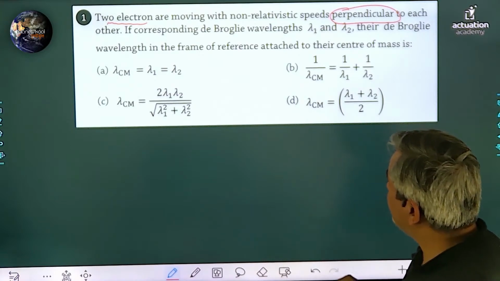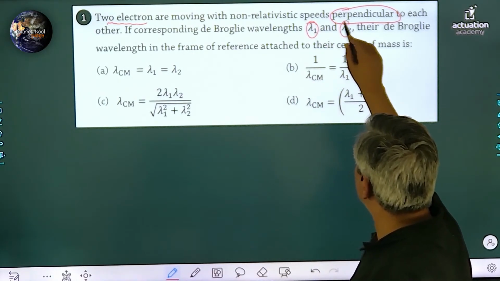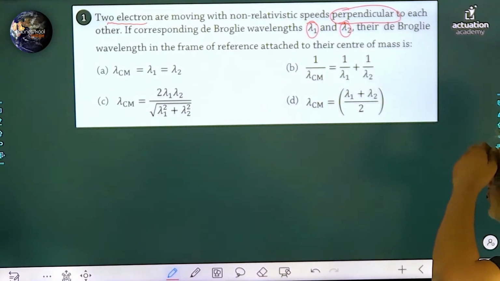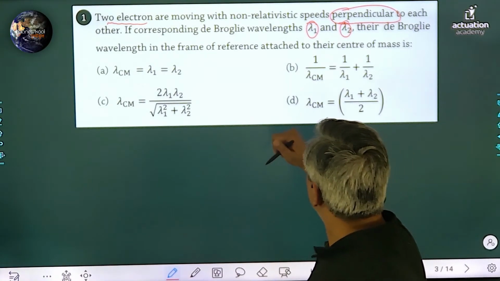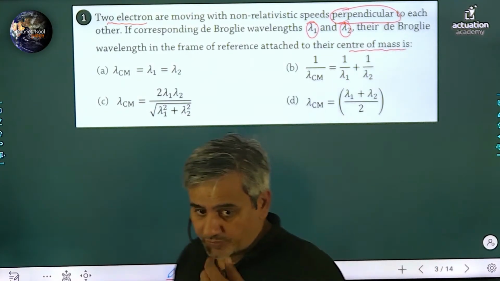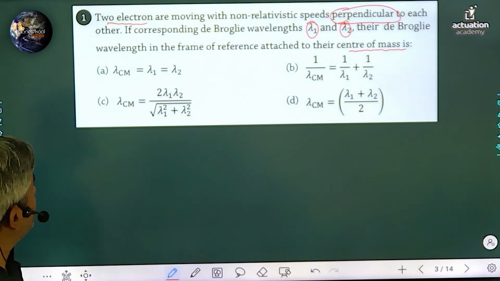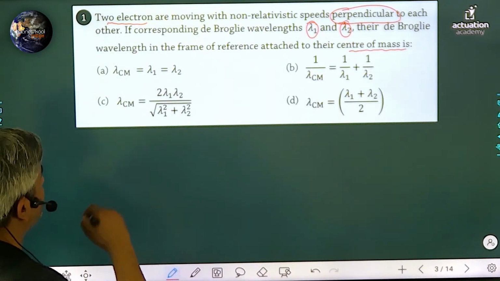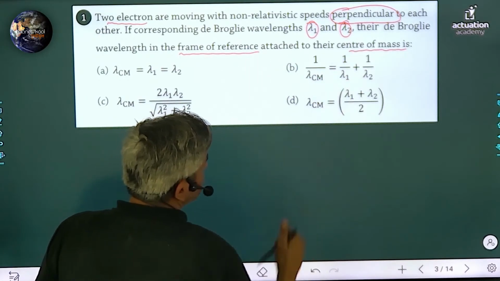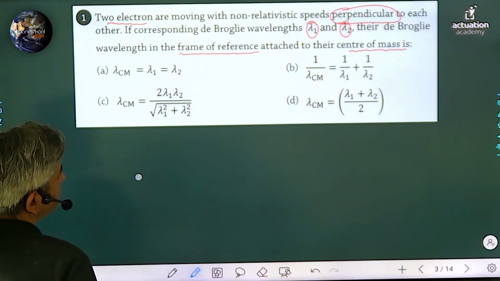It is given that their corresponding de Broglie wavelengths are lambda 1 and lambda 2. So their de Broglie wavelength in the frame of reference attached to their center of mass is? What this question is asking is that we need to calculate the de Broglie wavelength in the frame of reference which is attached to their center of mass. Okay, so let's start with the question.